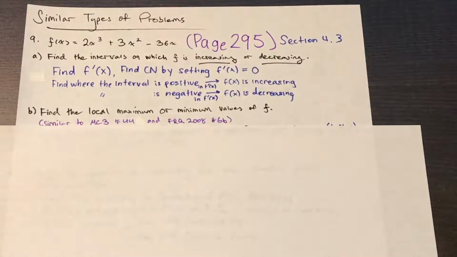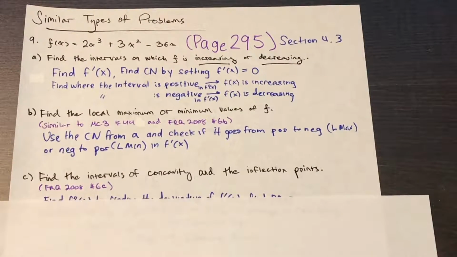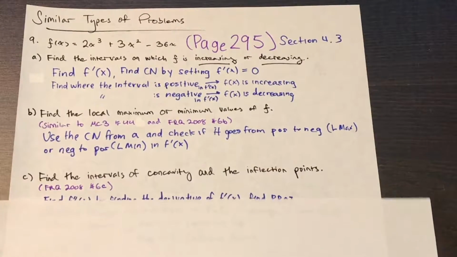Then let's move on to B. It is similar to MC3 number 44 and FRQ 2008 number 6b. Find the local maximum or minimum values of f. Do this by finding the critical numbers and seeing if it changes from positive to negative or negative to positive. Then let's go to C. Find the intervals of concavity and the inflection points. This is similar to number 6c.